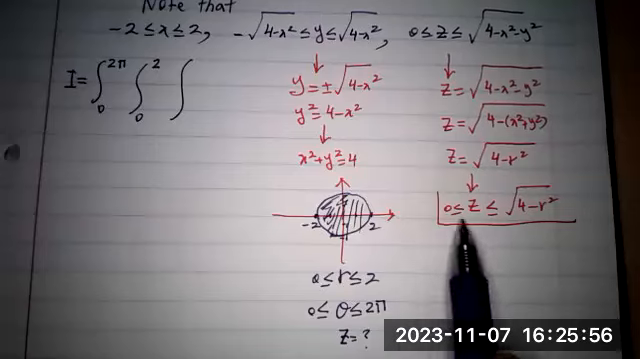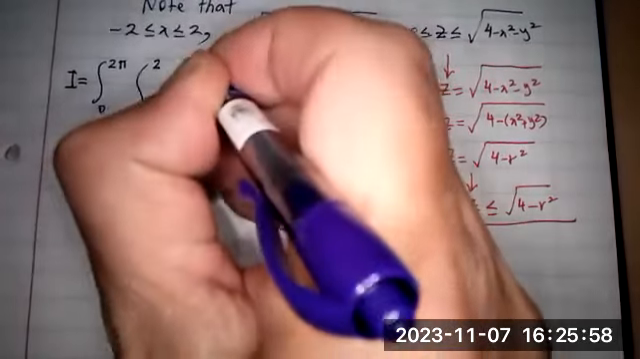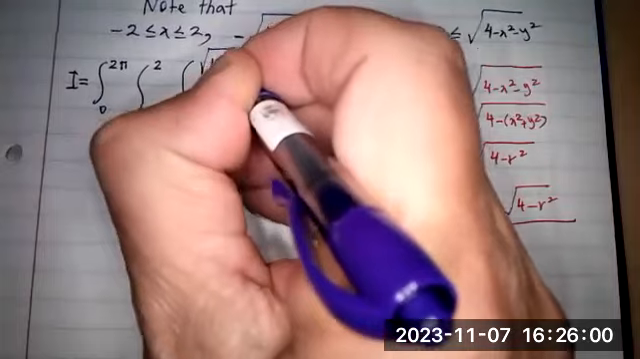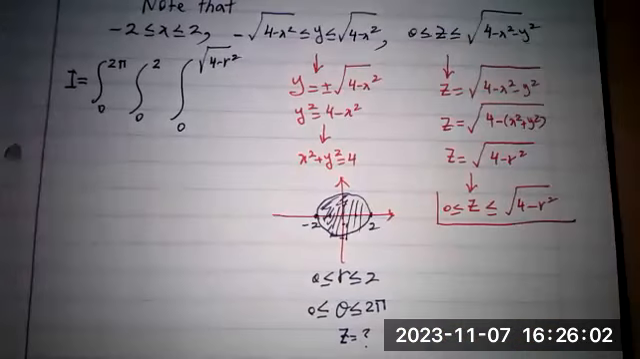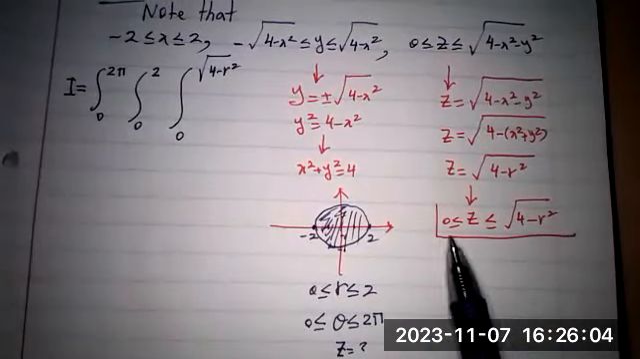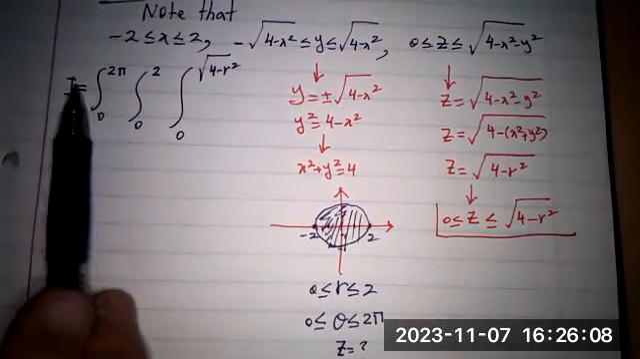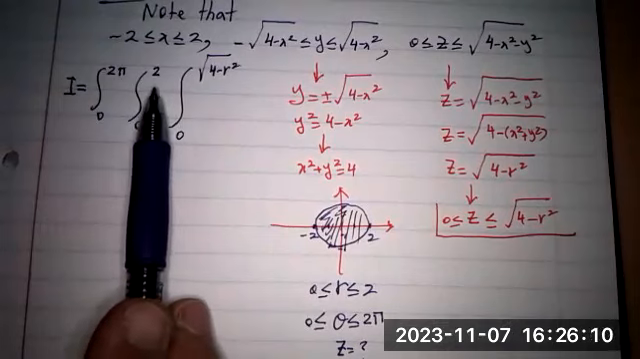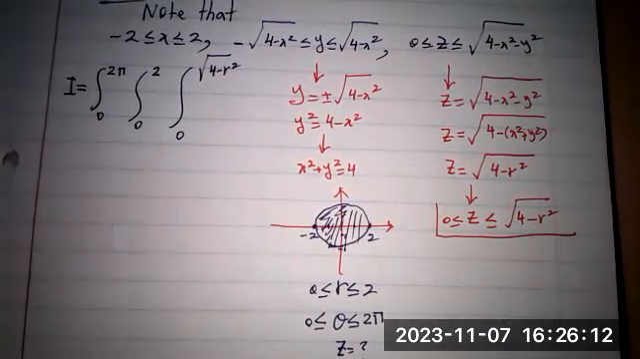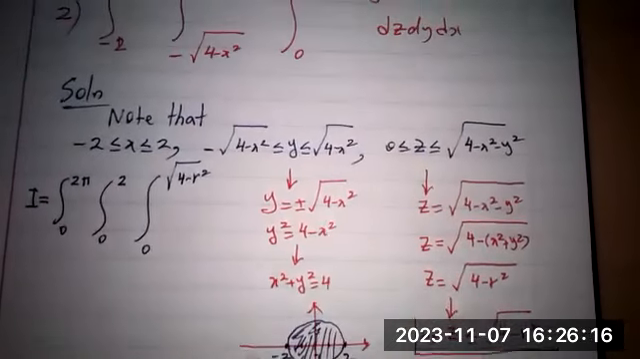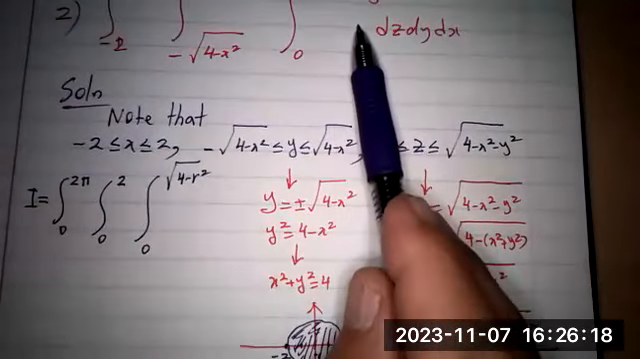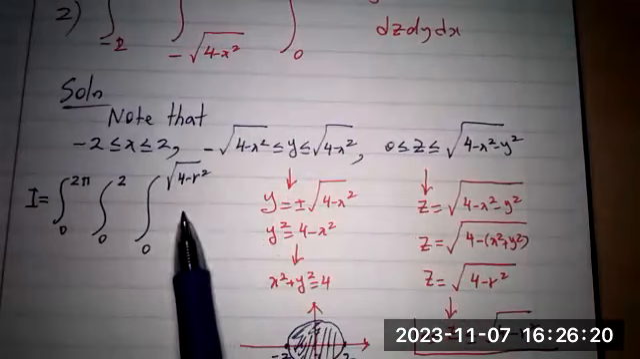Okay, integrate with respect to z. What is z? z is between 0 and the radical of 4 minus r squared. That's why it's okay if your z is between these two numbers, because there is a leftover of the integral with respect to r, with respect to theta. Function? There is no function. The function is 1.